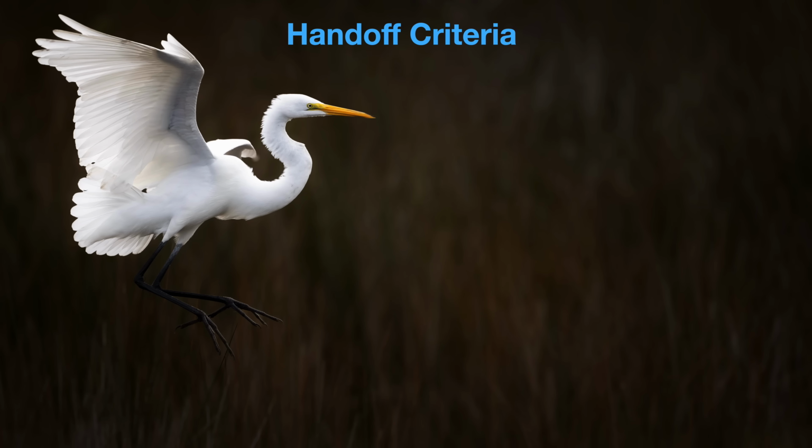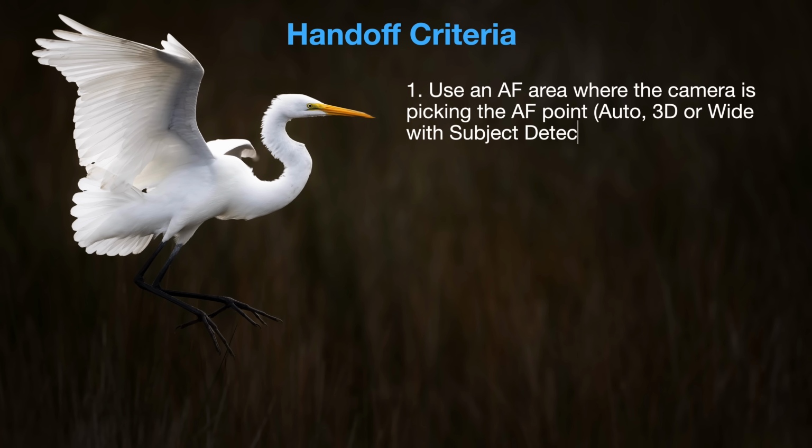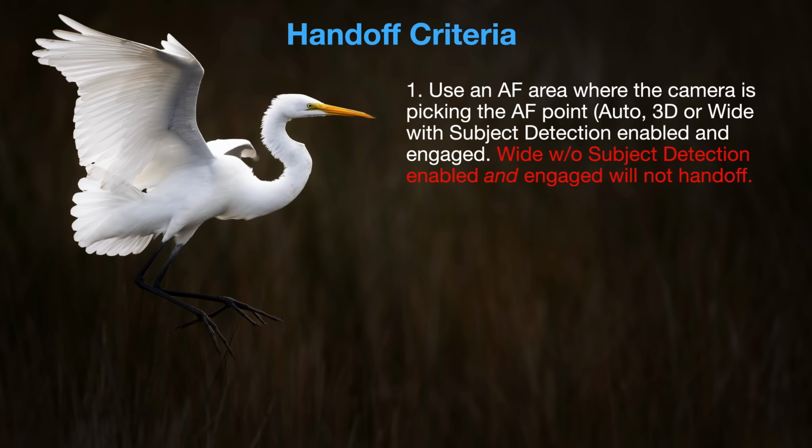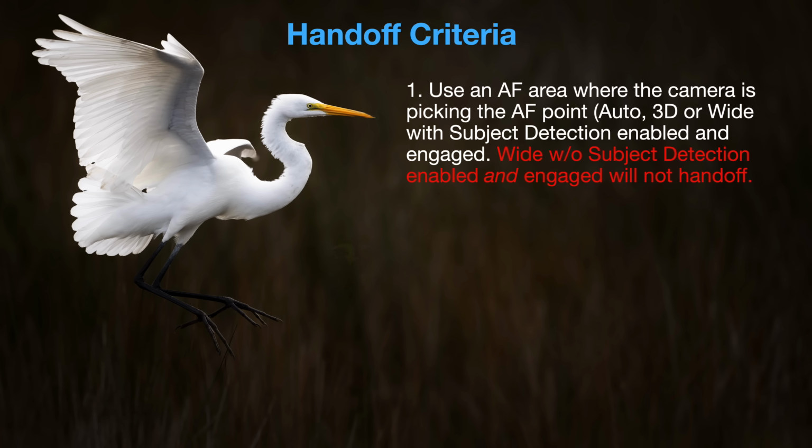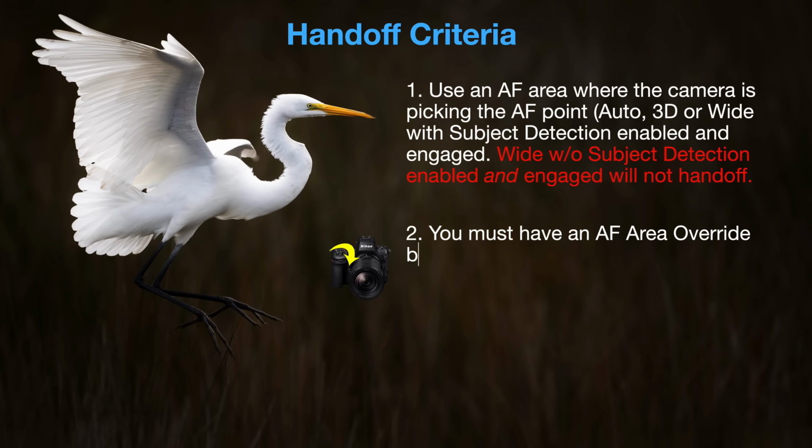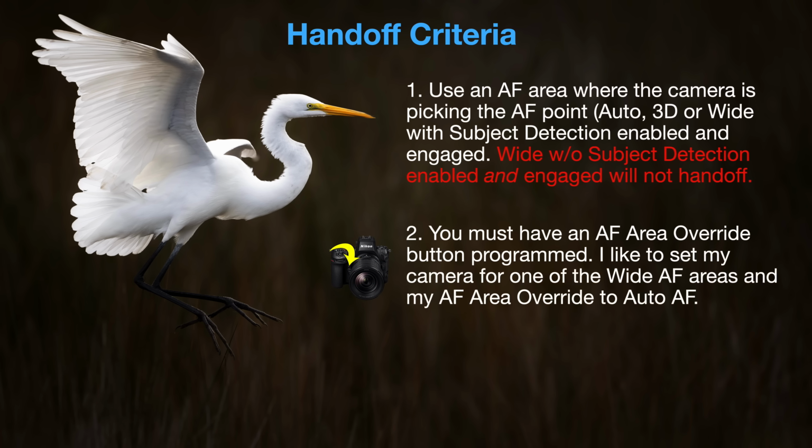So let's talk criteria. First, you need an AF area where the camera selects the AF point, such as auto, 3D, or wide AF with subject detection engaged. In each of these cases, the camera is picking the AF point in use, not the photographer, and that's the critical thing. Next, you need to have a button programmed for an AF area override. You can hand off to any AF area, although most people use auto or 3D since those options will allow you to follow the subject all over the frame. Still, if you're a psychopath, you can always hand off to single point AF.